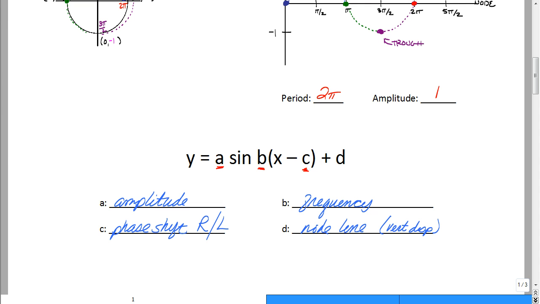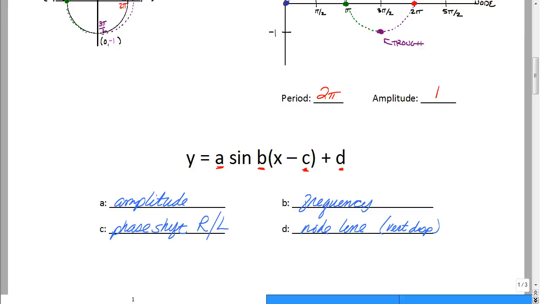Now that is going to be opposite of what you think. And then last you have D, which is your node line. That is your vertical shift. So if it was +5 on the end, your graph would actually start 5 above the axis. Okay, and if it was -5, it would start 5 below. It's your vertical displacement where your node line starts.